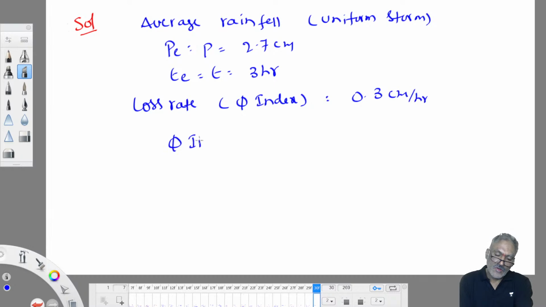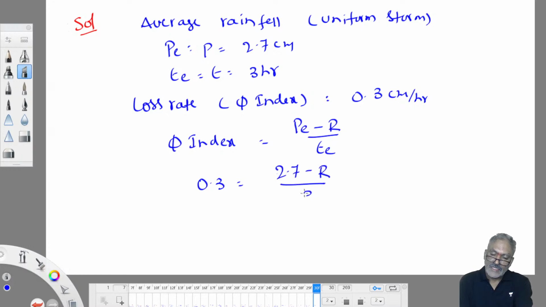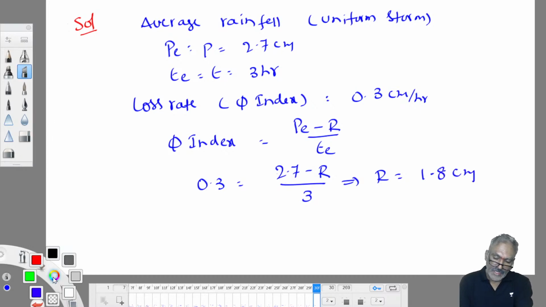So once the phi index is known, can't you work out the runoff resulting from this storm? Phi index is (P minus R) by T. So 0.3 is equal to (2.7 centimeter minus R) by T, where T is 3 hours. So from this, R is equal to 1.8 centimeter runoff.